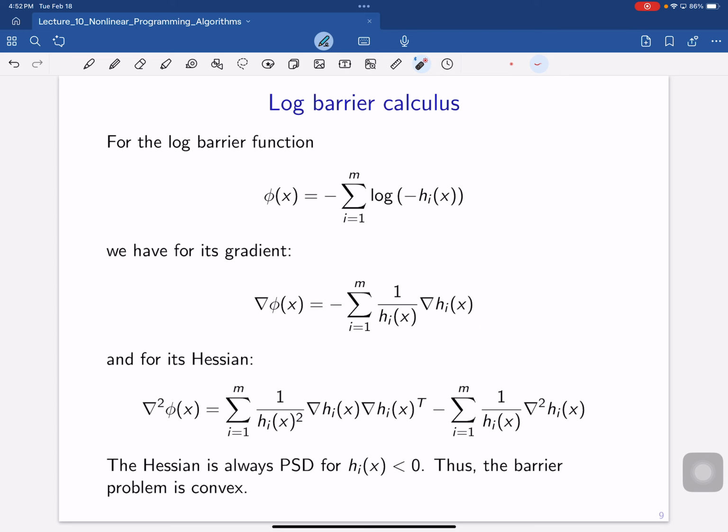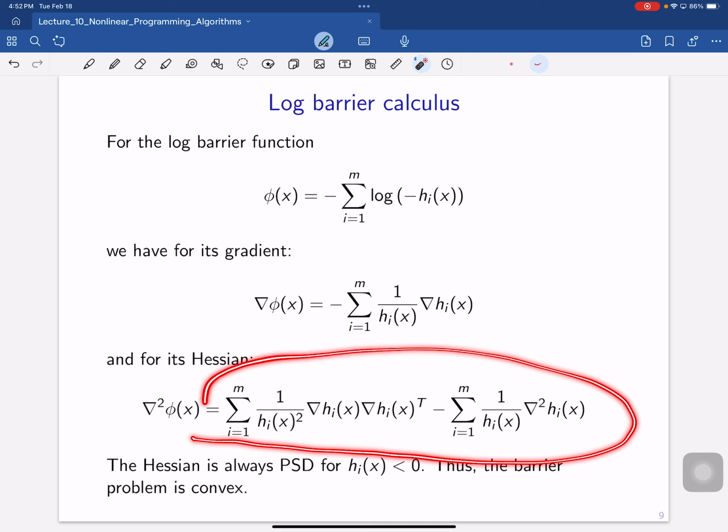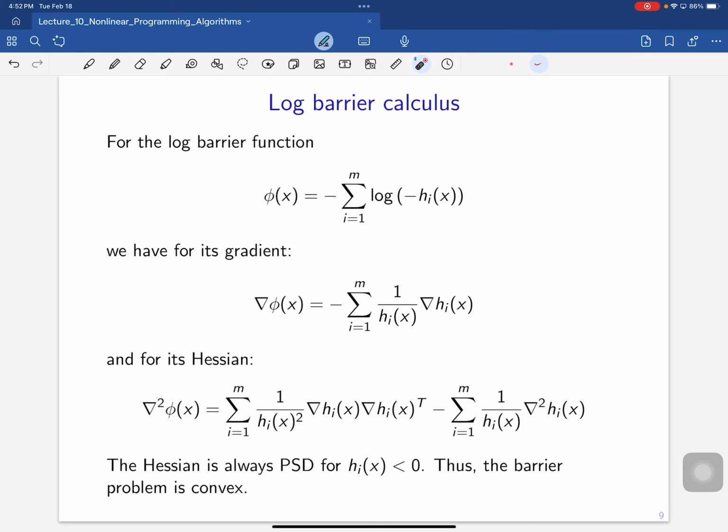Now, what about the Hessian? You could do the math yourself, applying the chain rule or the quotient rule and so on. The Hessian looks something like this. The Hessian involves 1 over h_i(x) squared times the gradient times the gradient transpose. Then here it has the Hessian of each of the constraints.